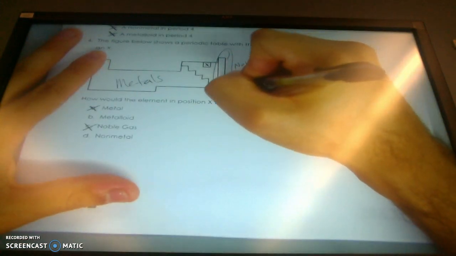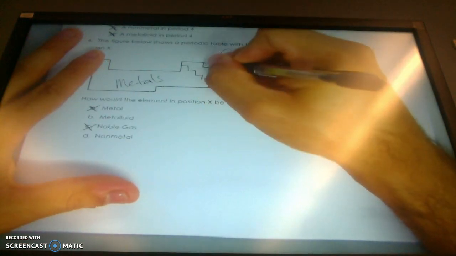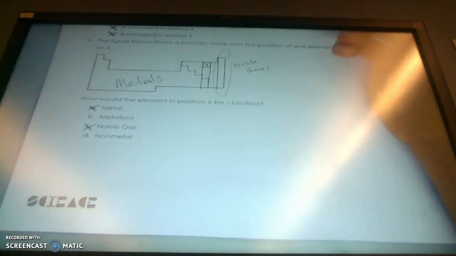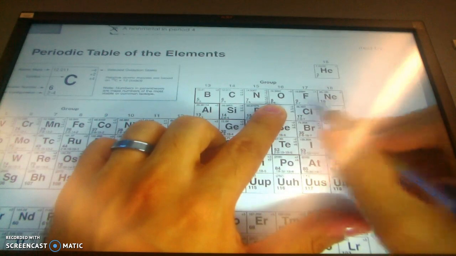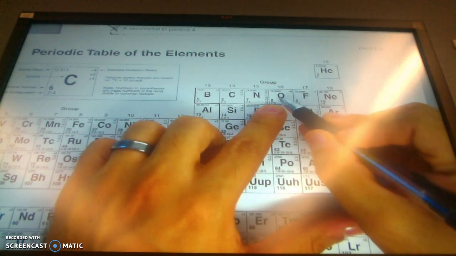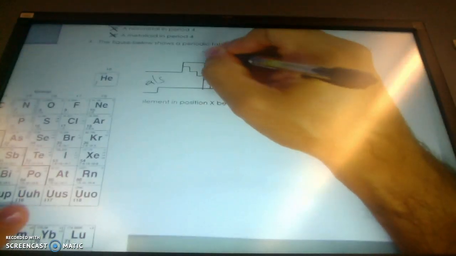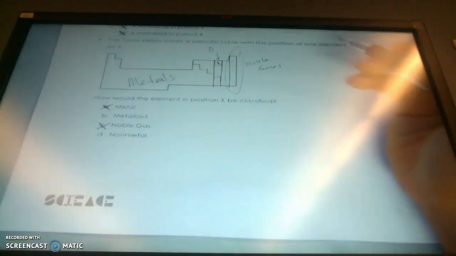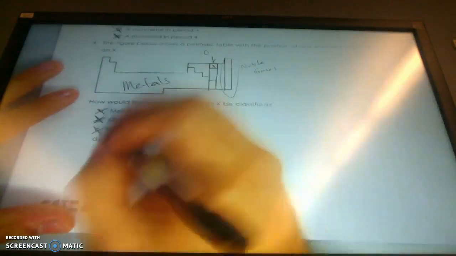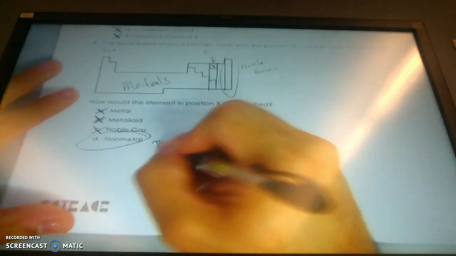Okay, here's that last column, so it looks like this is about 2 columns over from that. And so if I look at my periodic table, the thing that's 2 columns over on the top is O. So this is probably O. And if I figure it out, O is not touching the staircase, so O is a non-metal. So I'm going to cross off metalloid also. Okay, it's probably oxygen.